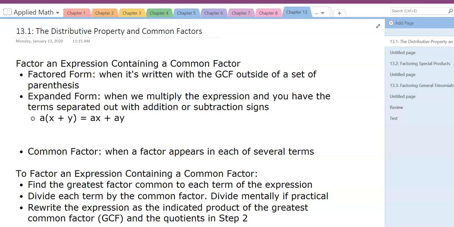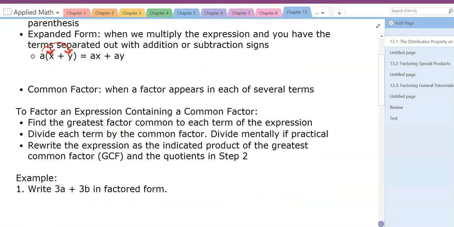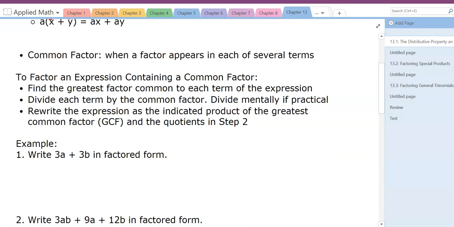So the distributive property, like I said, is when, for this example here, you're taking a times x, a times y, and you get ax plus ay. So if a was that common term and I wanted to factor this, I would pull a out by dividing it. So instead of multiplying it, I would divide both of the terms, or however many terms there are, by that. So a common factor is just when something appears in each of the several terms, and like I said, it could be a number, or it could be a letter, or it could be both.